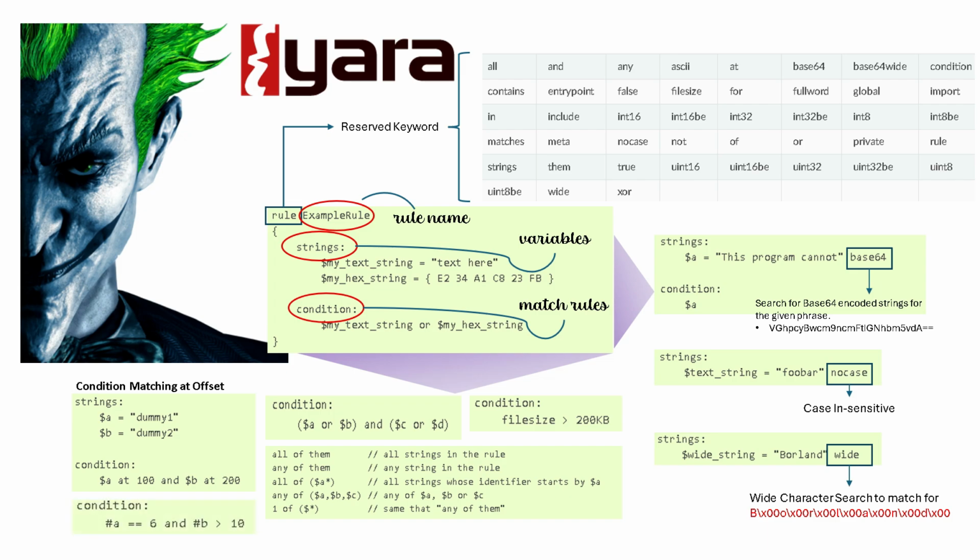Also, we can count the occurrences of the defined variables in the file. So we can say if dummy1 in the above example has an occurrence of 6 times, or if dummy2 happens to be in the file more than 10 times, then the rule is said to be set. Enough of the theory. Let's look at all of this in action now.